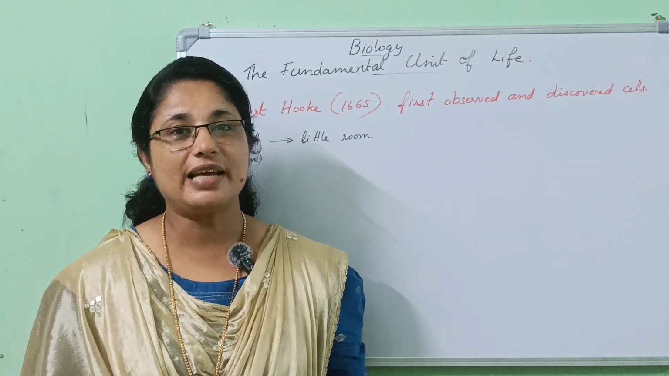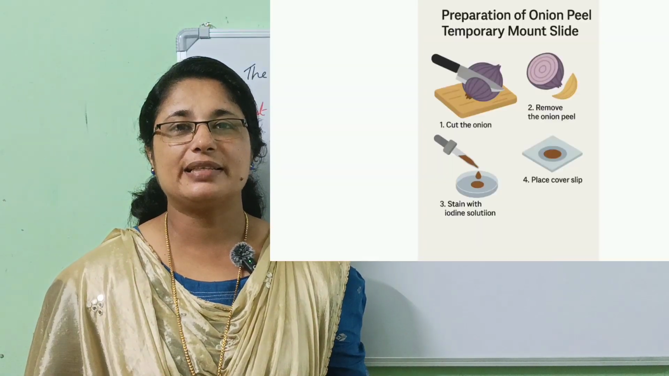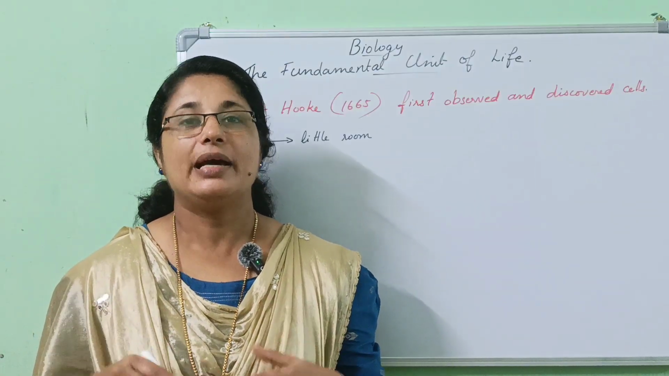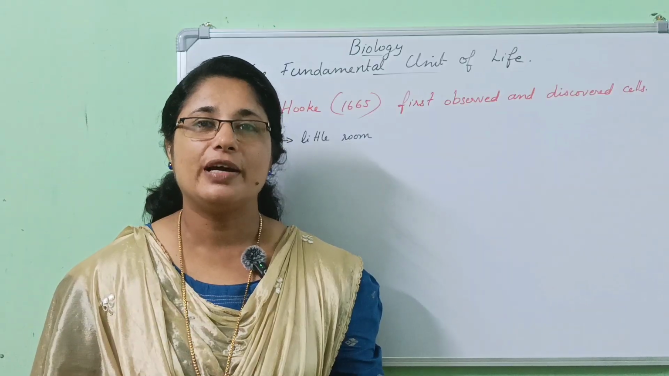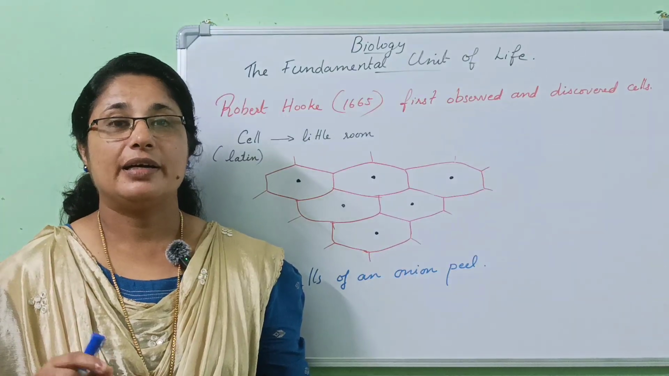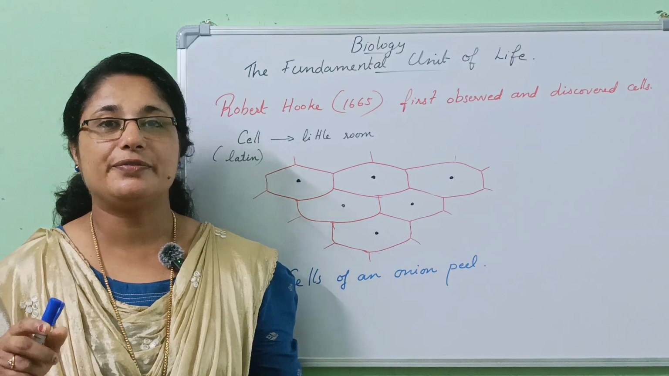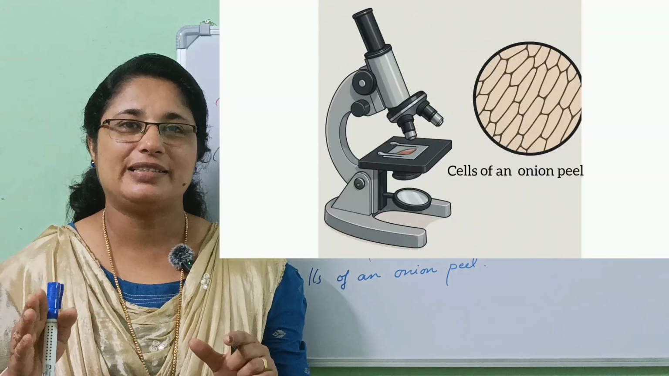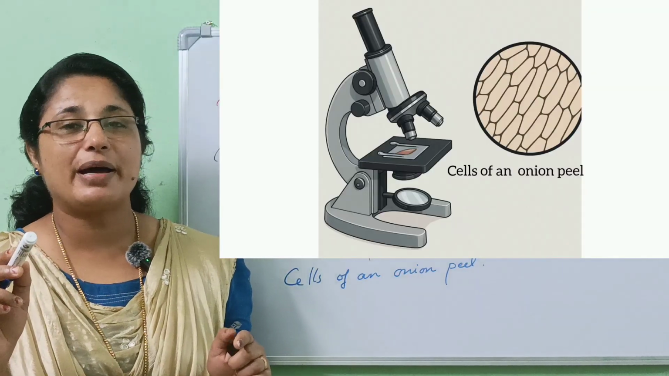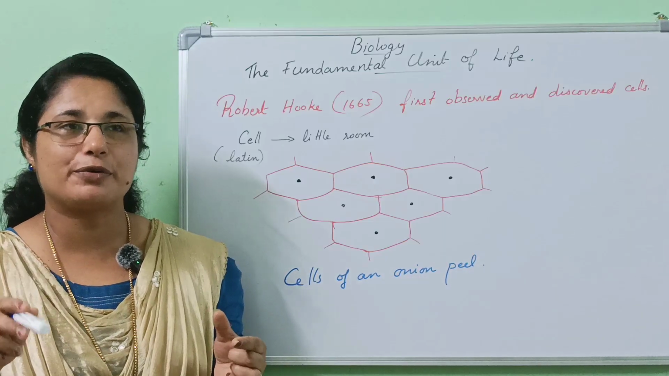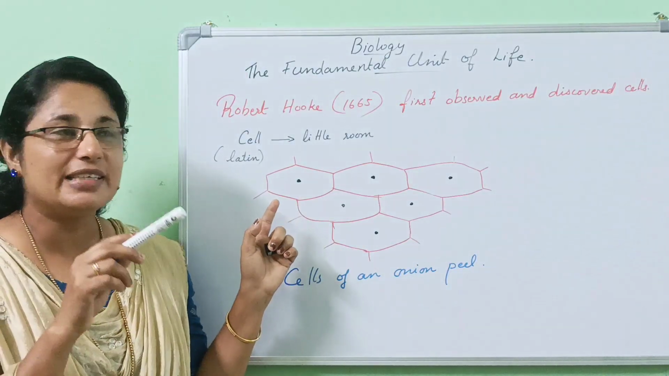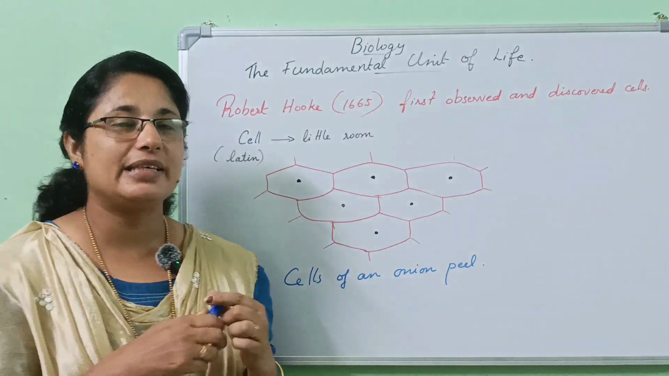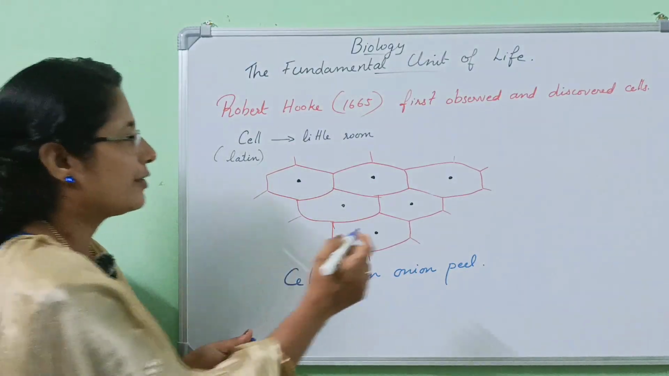Let us have a look at the first activity from your textbook and prepare a slide of an onion peel to observe under a microscope. This simple experiment helps us see the real structure of living cells. If we prepare temporary mounts of onion peels from different sizes of onions, what do we notice? Even though the onions are of different sizes, the structures we observe under a microscope look very similar, and these small repeating units make the whole onion bulb. These small repeating units are called cells.